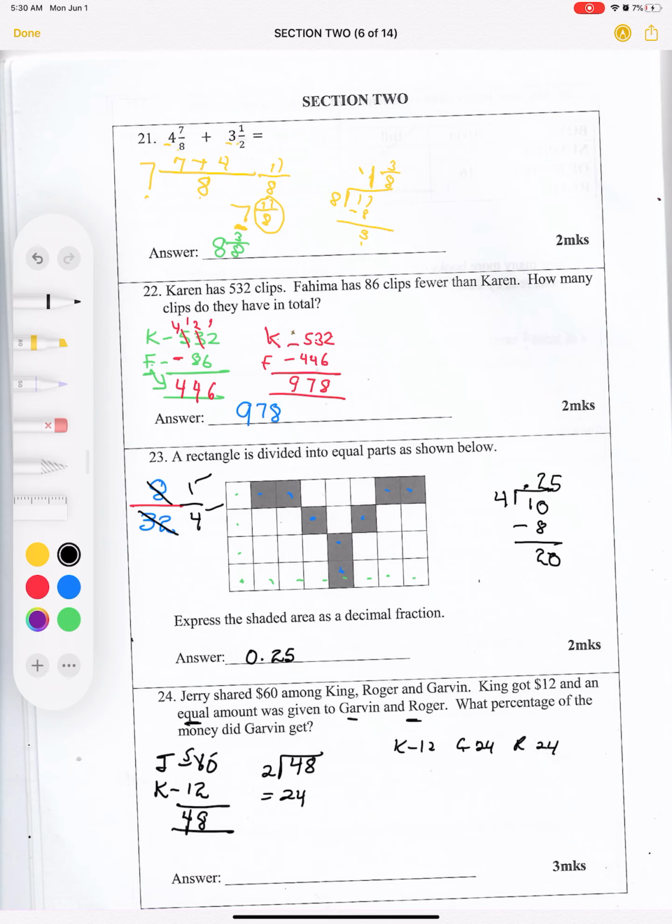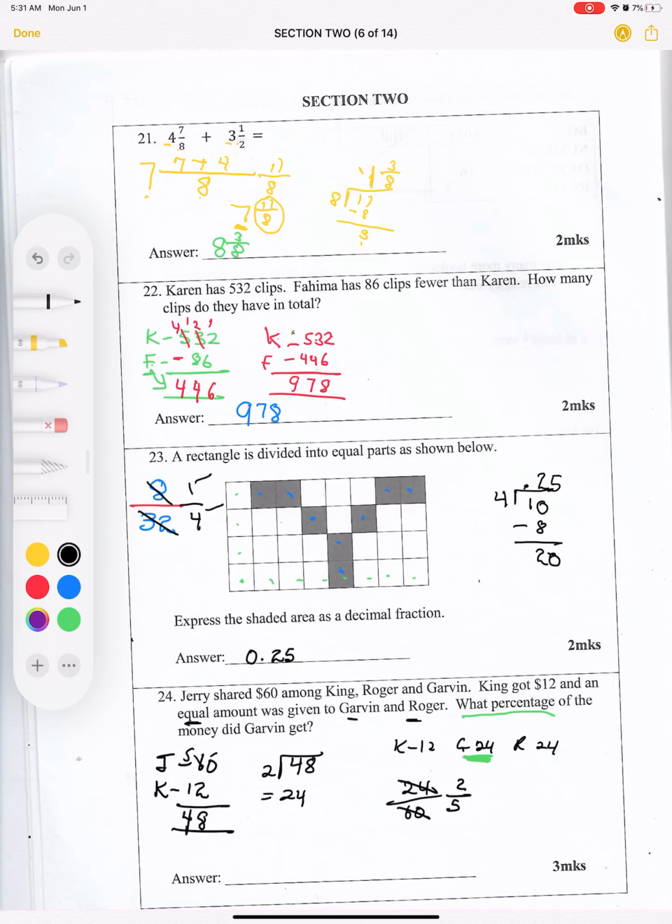What is the question? The question asks, what percentage of the money did Gavin get? Gavin got $24 out of $60. So 24 over 60. Can we reduce that? Yes, we can. What are we going to divide by? 12 into 24, 2, 12 into 60, 5.